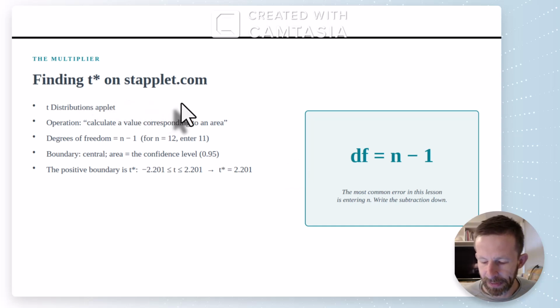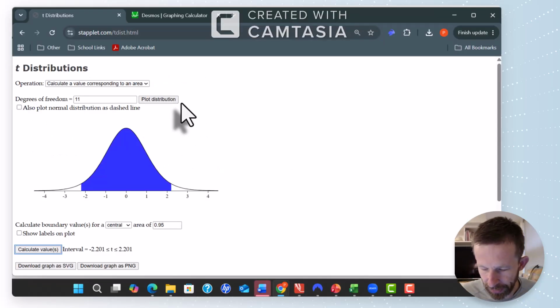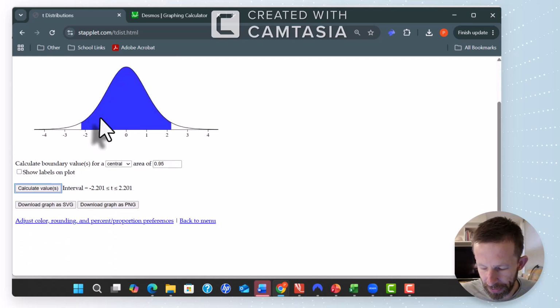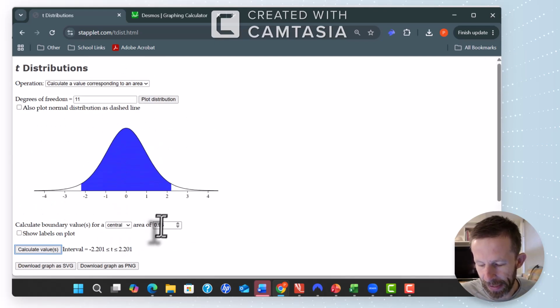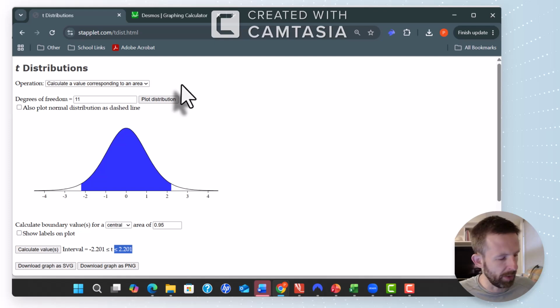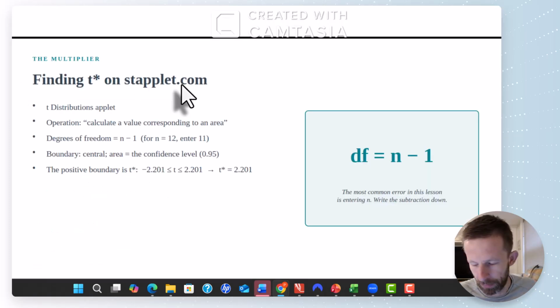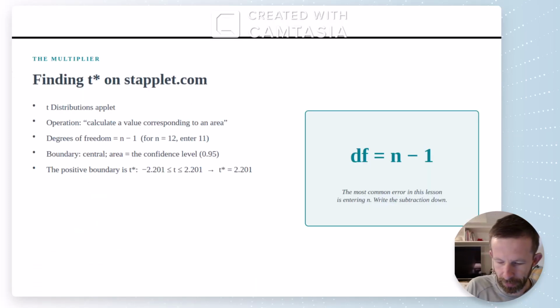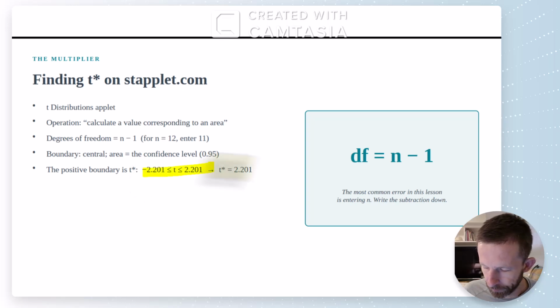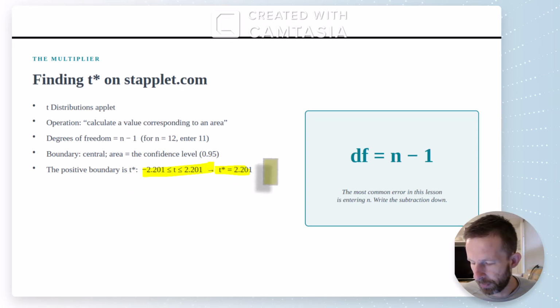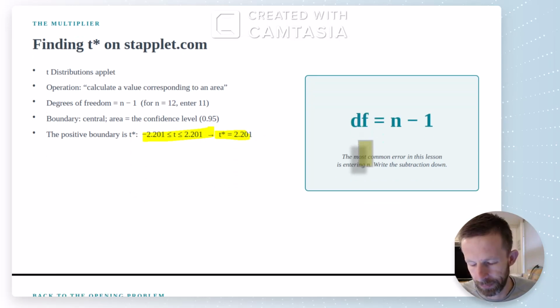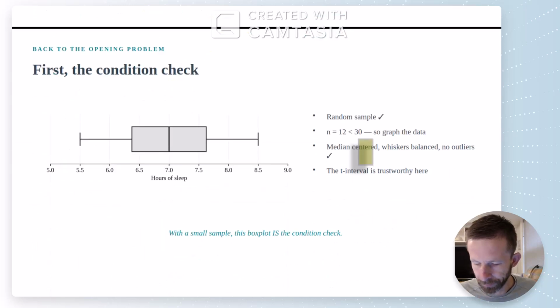All right, so finding t star on StatCrunch. As I mentioned, find the degrees of freedom, put them in, put the central area as whatever you want your confidence level to be, and then you have the value here. So 2.201 would be my multiplier. So there it is, my multiplier would be 2.201. So degrees of freedom is n minus 1, that's one of the things you have to remember.